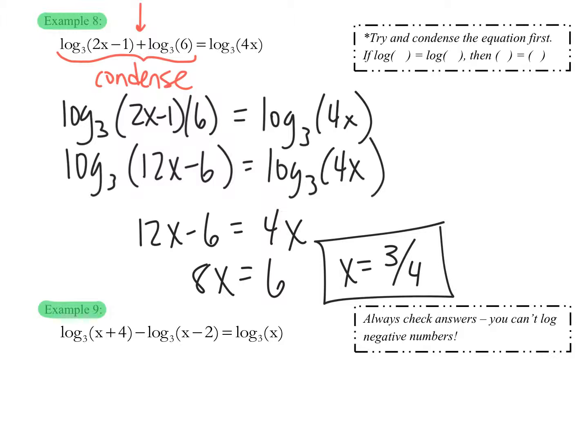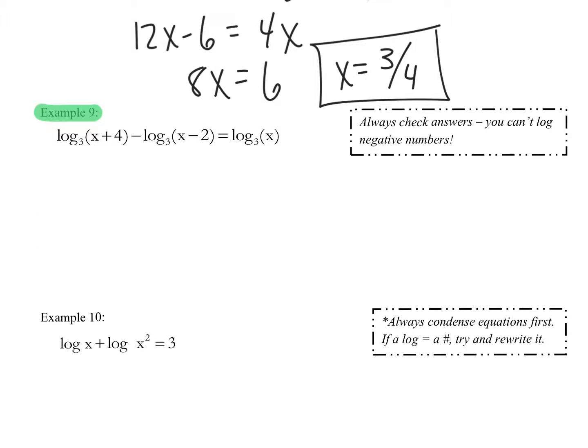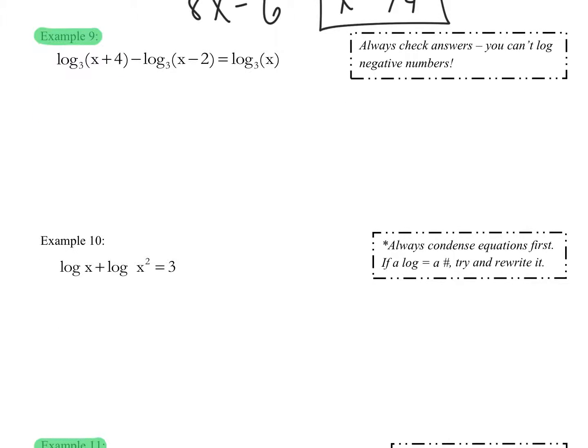So we do have to condense and combine first if possible, and then again we have a log on each side, which means the parentheses have to equal each other. Alright, example 9 is the next one. What we're going to do here, and I have written in the box here, always check your answer. You can't log negative numbers. This seems fishy. So that's going to be a hint that we're going to use maybe when we get our final answer. But again, do you notice how these two can be combined? You need to condense those. We have a subtraction sign here, which means that I can condense them by using division.